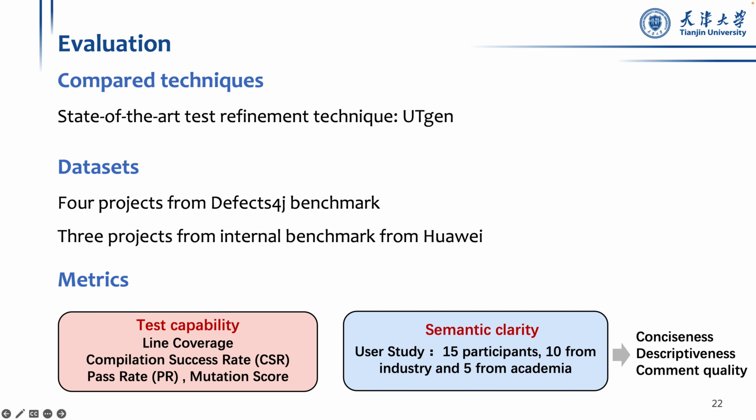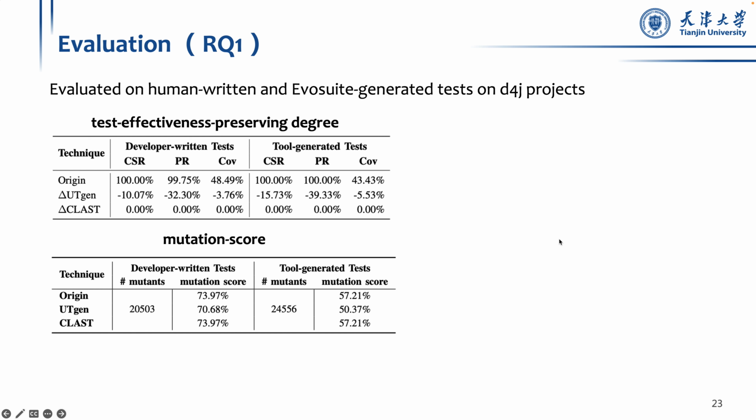The first is conciseness, representing the clarity of test scenarios. The second one is descriptiveness, representing the quality of identifiers. And the third one is comment quality, representing the clarity of comments. For Q1, we evaluated CLAST's effectiveness in refining tests while preserving their original capability. We sampled 500 developer-written and 500 tool-generated tests to balance generalizability and cost.